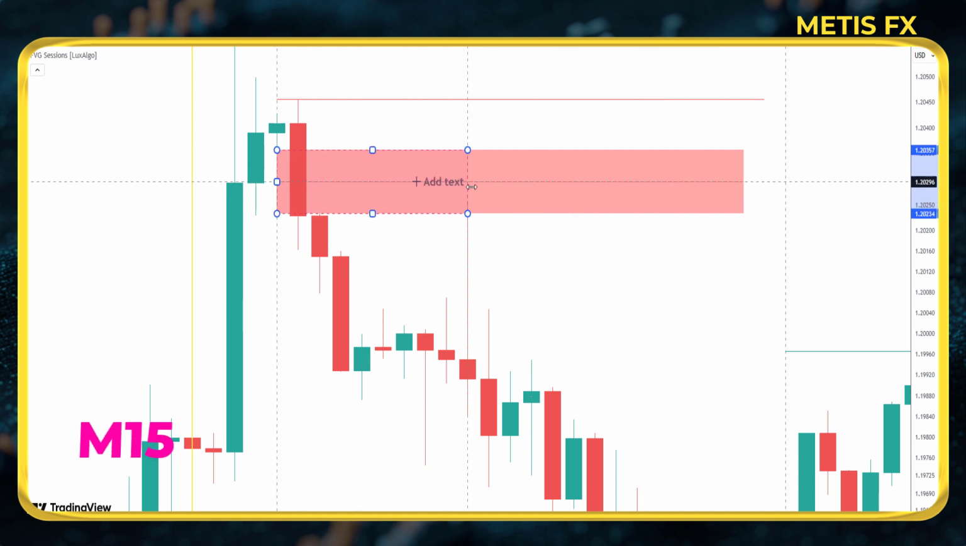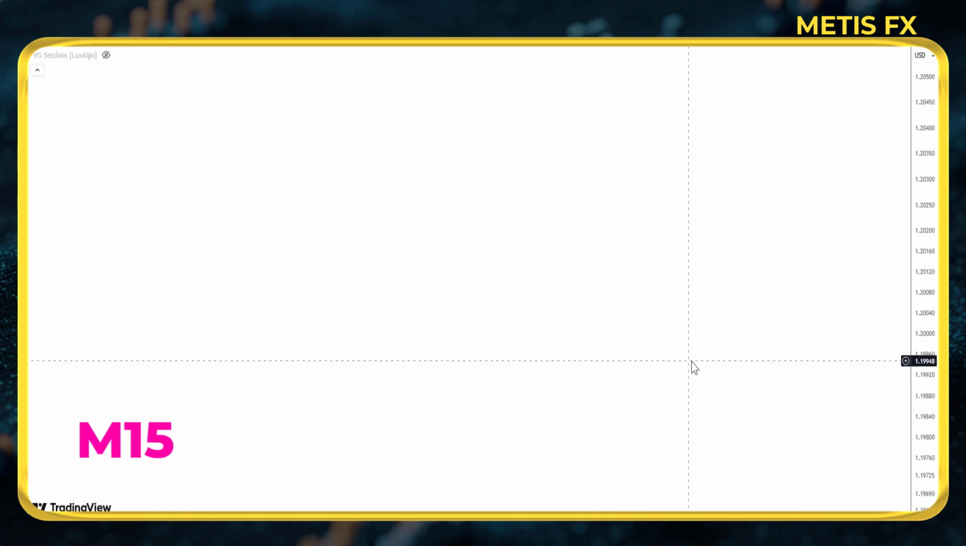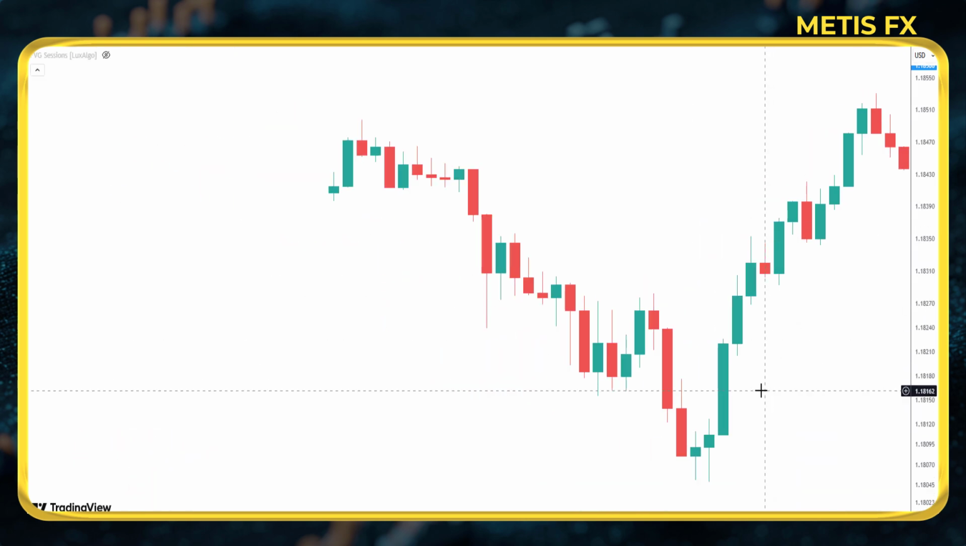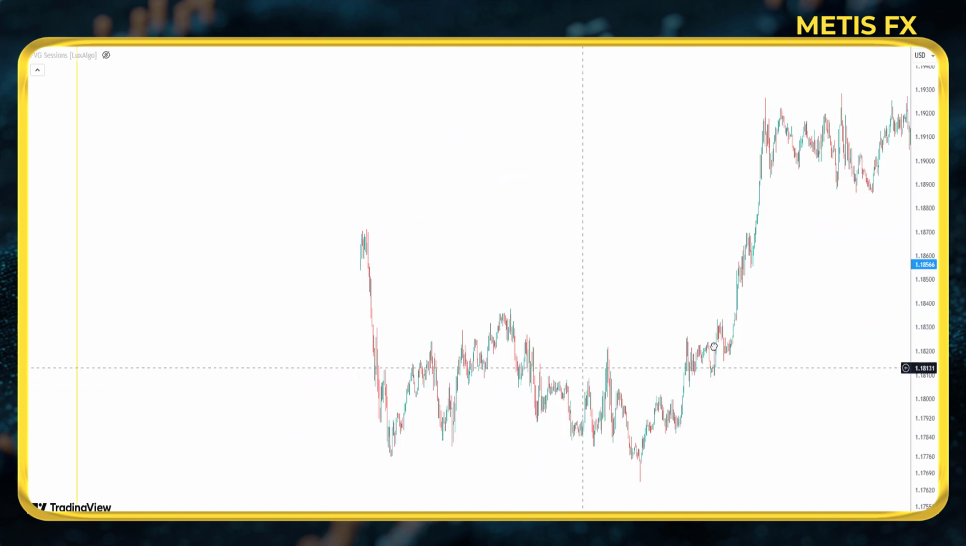Turn off the indicator and move to the 15-minute time frame for execution. The indicator must be off so it doesn't mix with FVGs from that time frame. On the trigger time frame, find that same box.